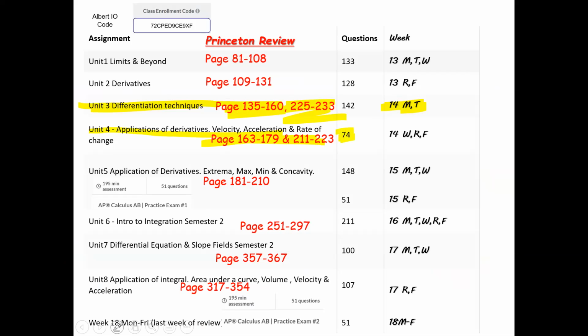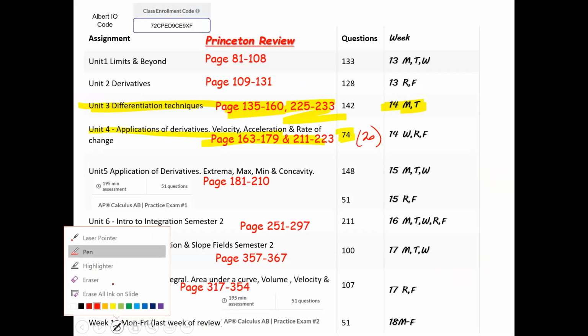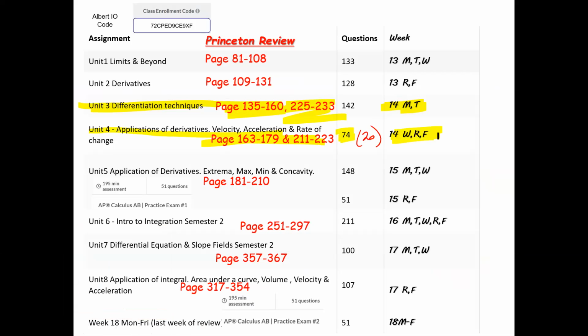For this one, pick any 20 questions, because these questions are a little bit more difficult. I'm also giving you 3 days to do this. Just keep in mind that both of these are due by Sunday, week 14, by 11:59 p.m.